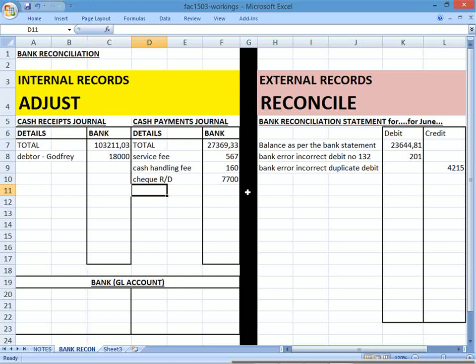Check RD or dishonored check, you can decide what you want to write as long as you've indicated what it is. Isn't it the same thing as a bounced check? Yes, it is. If a check bounces, that's what they're talking about. It's dishonored. Right. What's next?